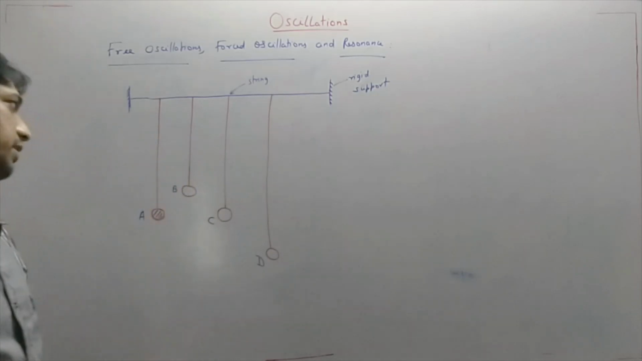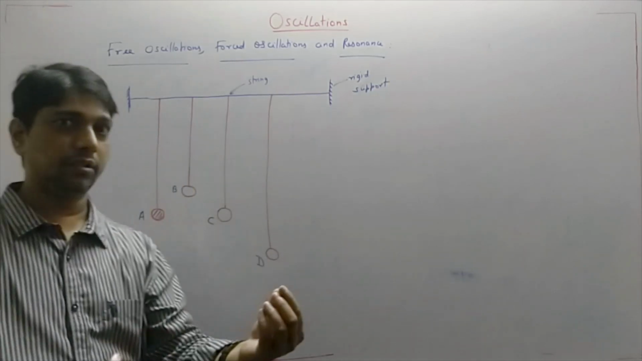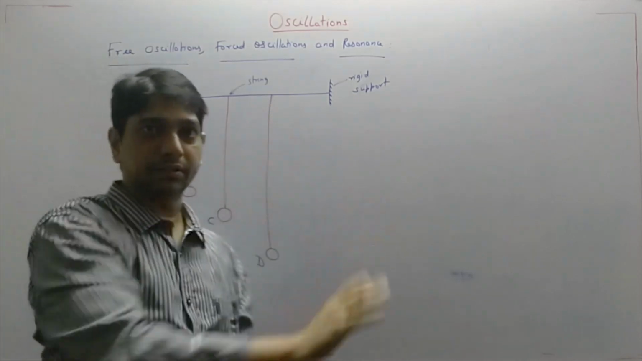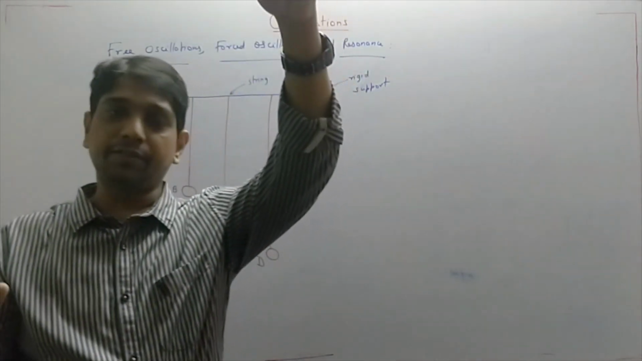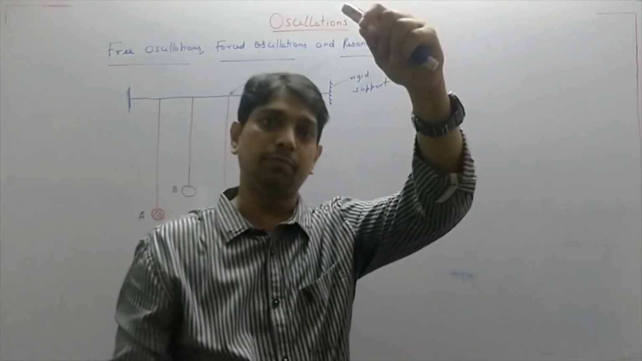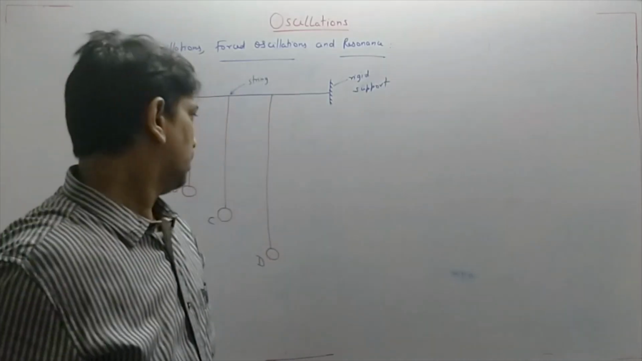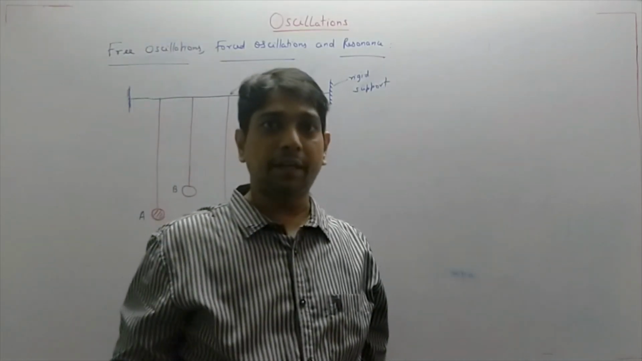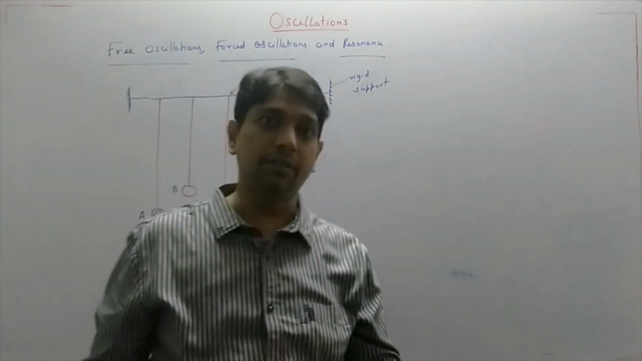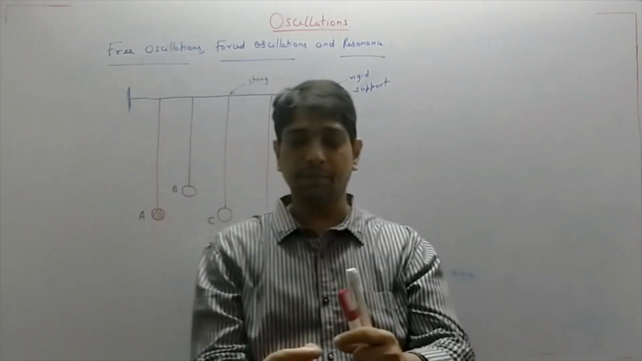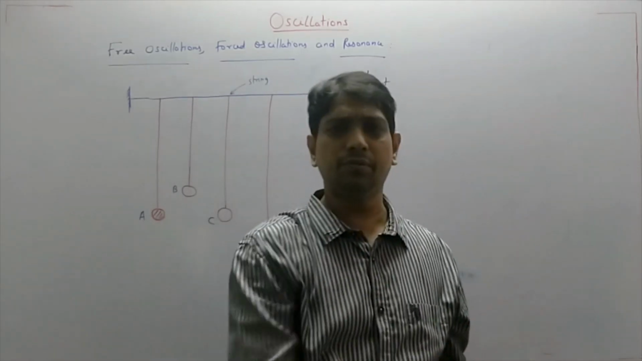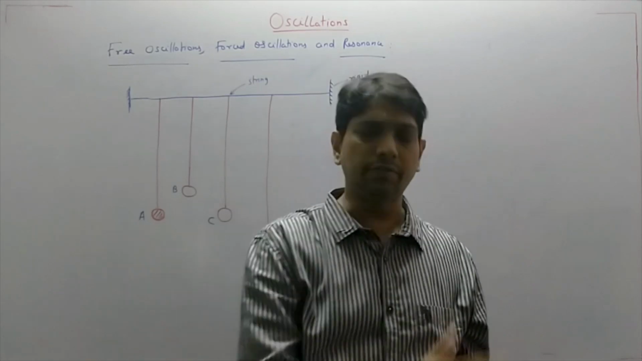Initially, when we talk about pendulum A only, B, C and D are absent. When we displace pendulum A, with B, C, D not present, only A there, and if we give a small displacement, it is going to perform linear simple harmonic motion. It performs its oscillation. That type of oscillation is called free vibration. So the pendulum A, when it is alone, performs its free vibration. When it is displaced from its mean position, it starts oscillating on its own.